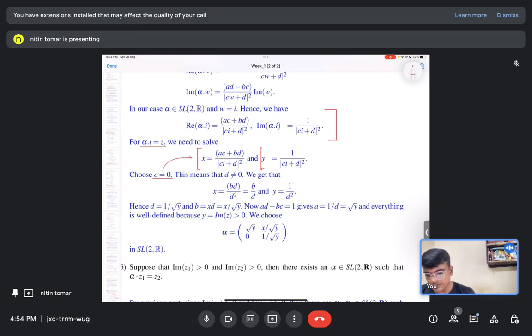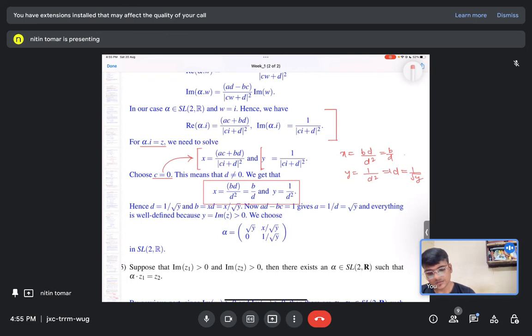Now put C equal to 0 in this, and you will get X equal to BD upon mod D square, but D is a real number, so mod D square will be D square. Similarly, when you put C equal to 0 in for Y, you will get D square. So you get this. Now this implies you can choose D to be 1 upon root Y. I mean, it will be plus minus 1 upon root Y, but you choose 1. And this is nothing but B by D.